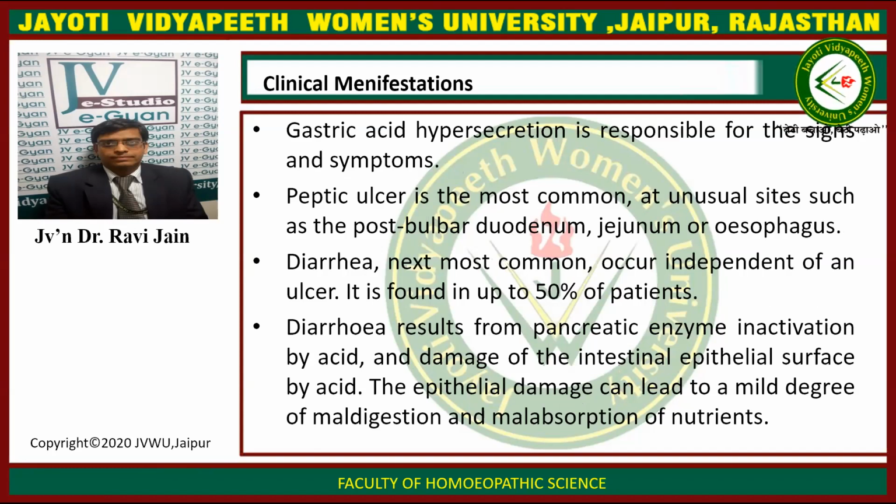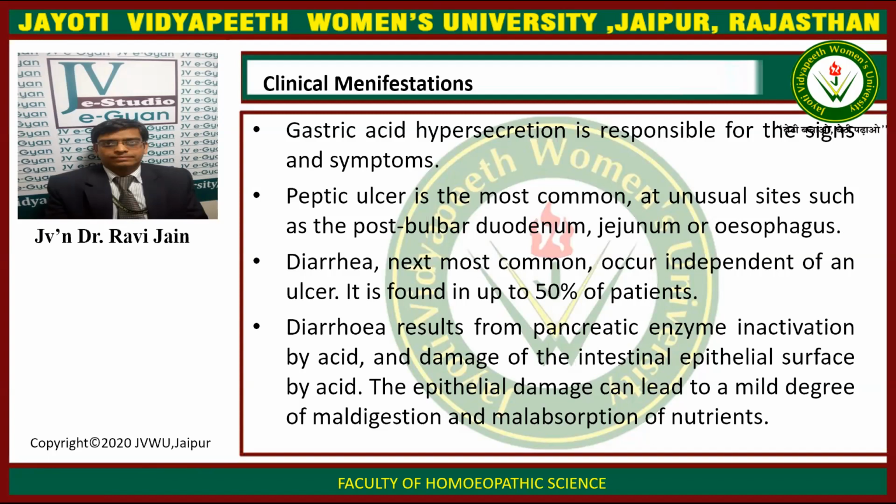What are the clinical manifestations? The clinical manifestations of ZE syndrome are due to gastric acid hypersecretion, the great secretion of acid. It is responsible for the signs and symptoms in cases of ZE syndrome, so always remember ZE syndrome by hypersecretion of the acid. The peptic ulcer is most common, and at unusual sites such as the post-bulbar duodenum, jejunum, or esophagus. Diarrhea is the next most common manifestation.